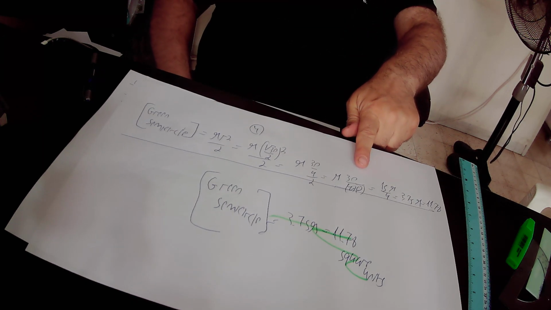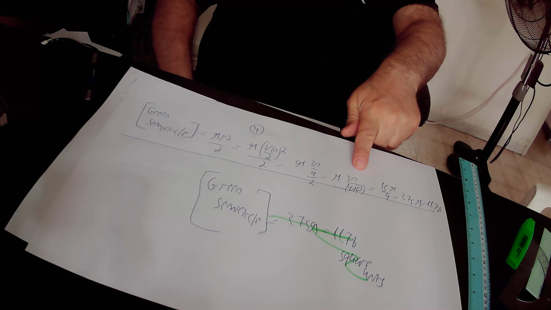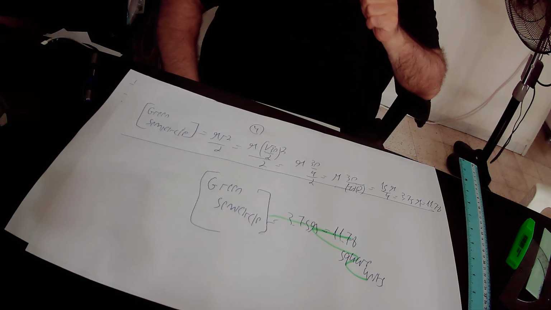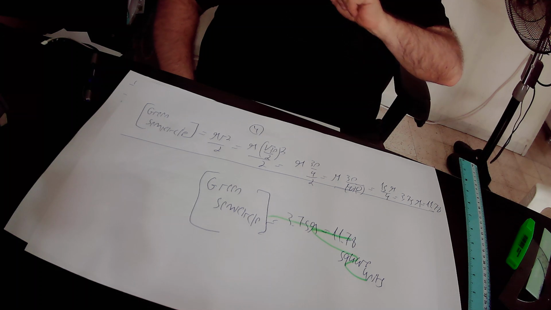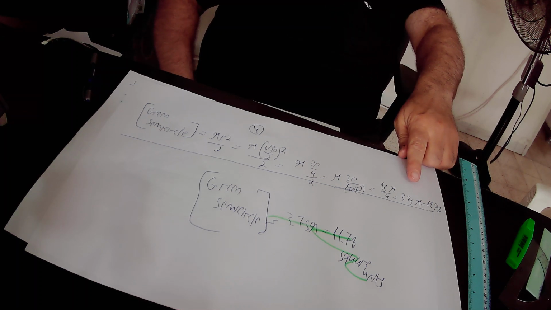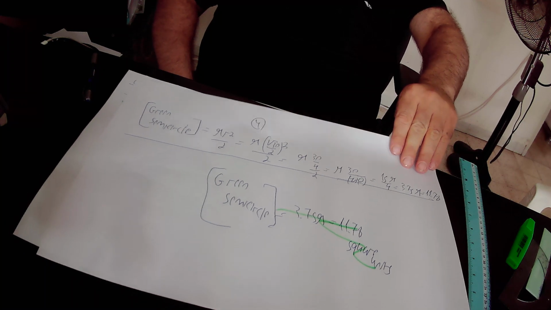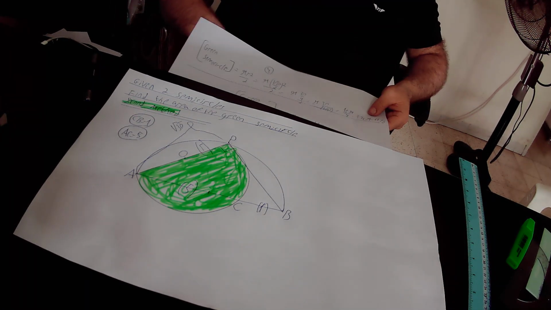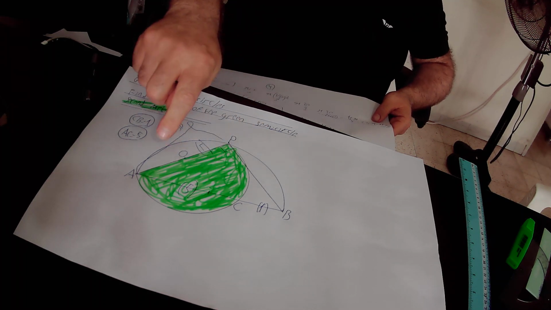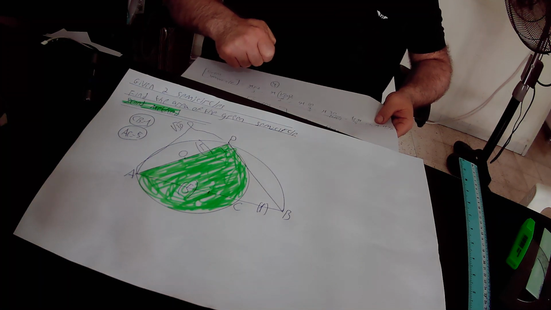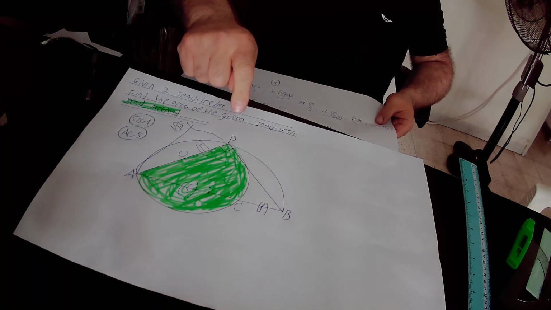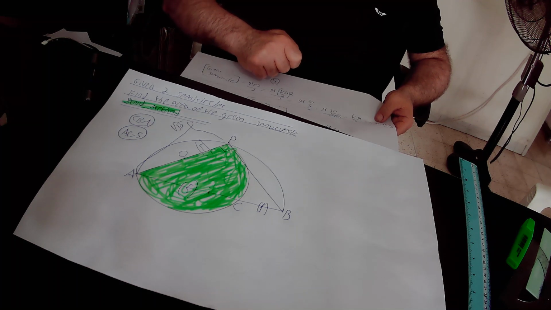Here, 30 over 2 is 15. So in total, this expression equals 15 pi over 4. Here, 15 over 4 is 3.75. Therefore, in total, this expression equals 3.75 pi, or in terms of numbers, 3.75 pi is 11.78. So in conclusion, in both methods, we found that the area of this green semicircle equals either 3.75 pi square units, or in terms of numbers, 11.78 square units. Okay, thank you very much.